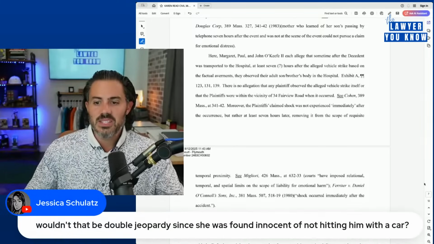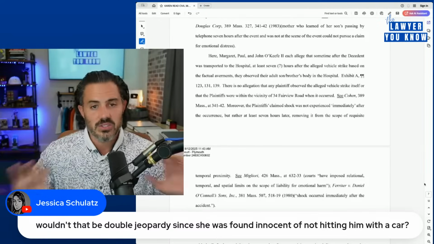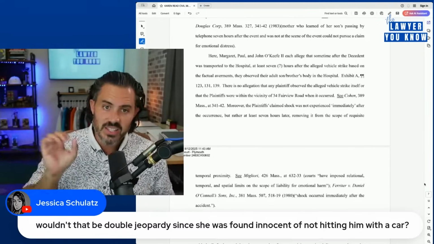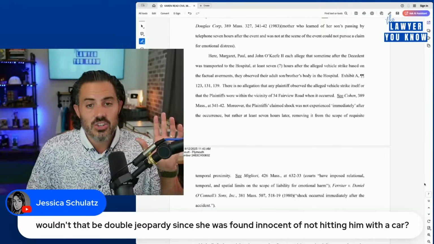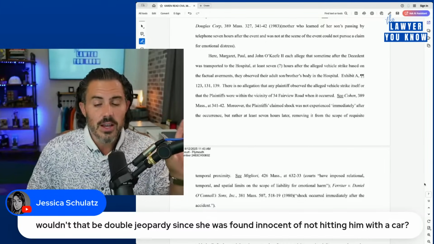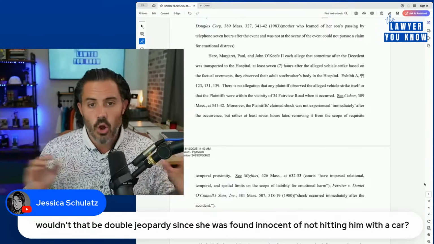Jessica said, wouldn't that be double jeopardy since she was found innocent for not hitting him with a car? So no, civil case and criminal case are completely separate. Now, if she would have been convicted, it would have been what we call res judicata, meaning already decided, and she would be the cause of his death, meaning the liability would have been all but sealed for Karen Reed.